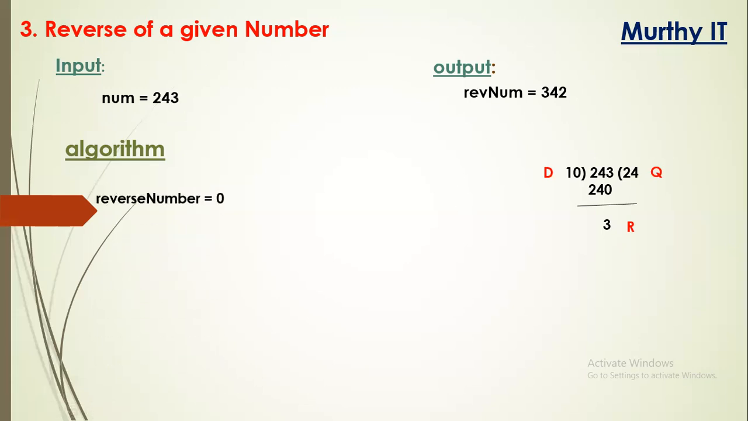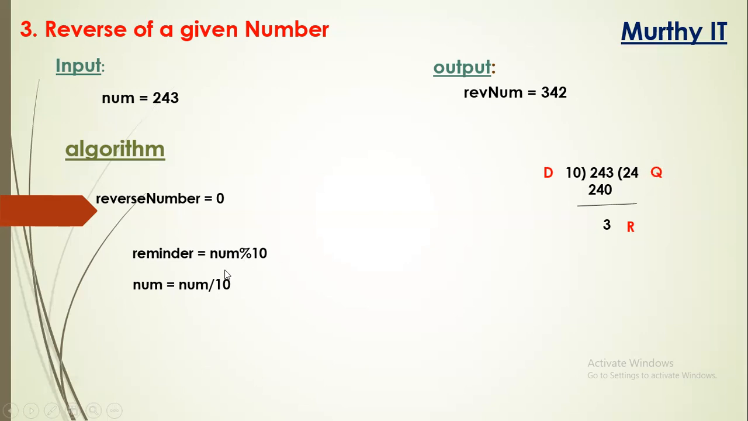Now we have to take reverse number equal to 0 as the initial value. Then remainder equals number modulo 10. We need to understand here: number modulo 10 means the remainder will come, and number divided by 10 means the quotient will come.